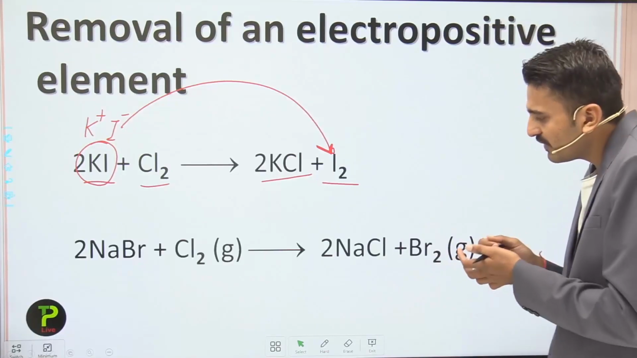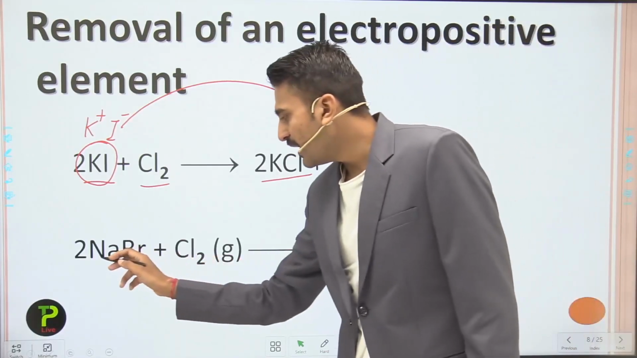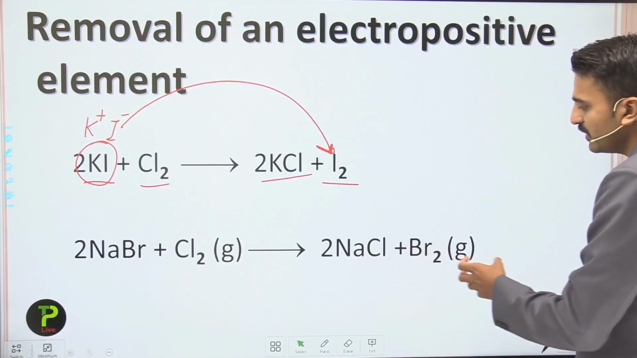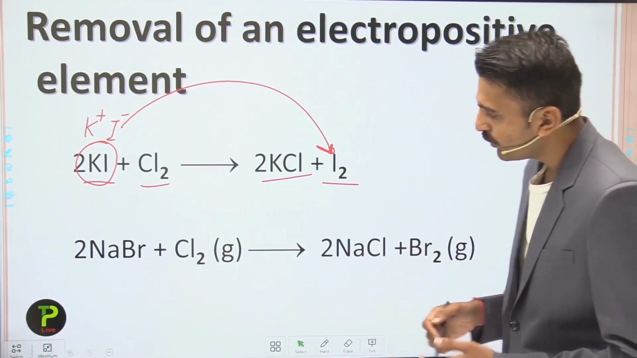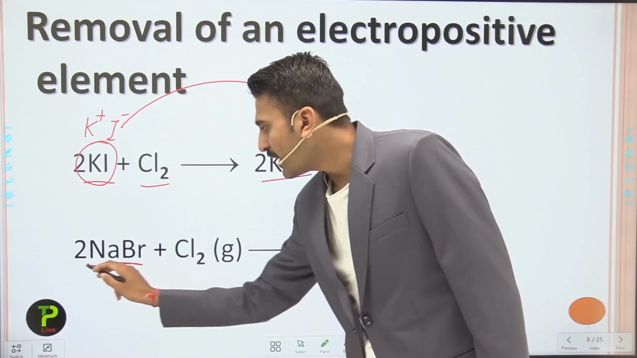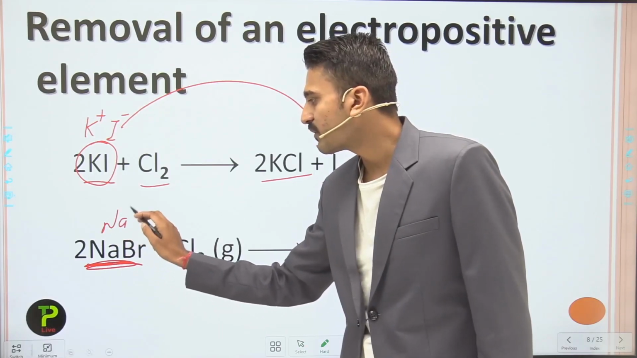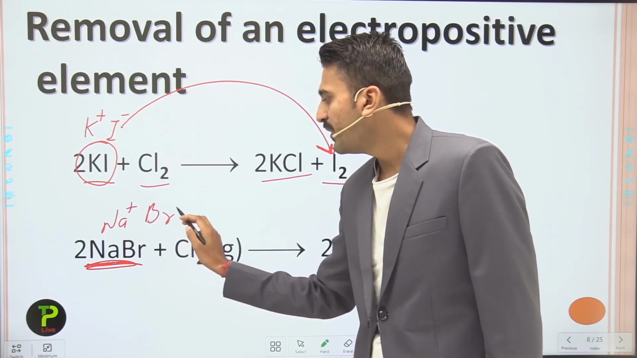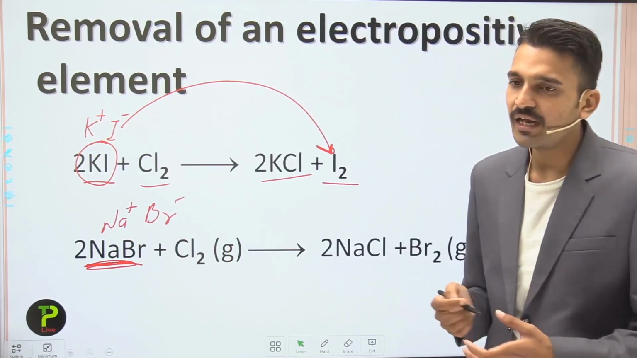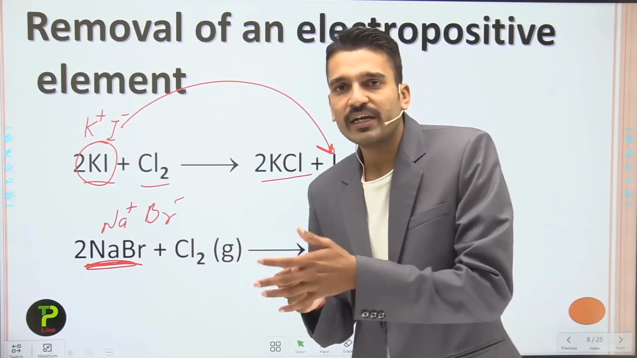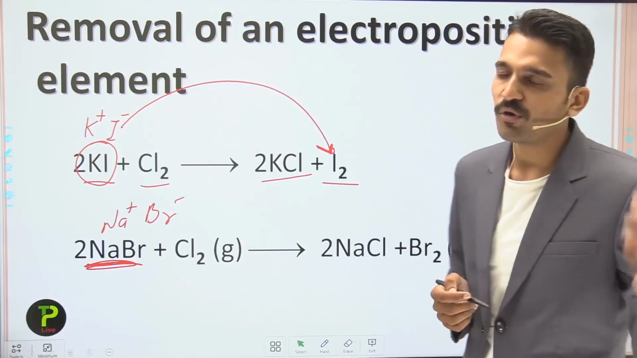Another example you see is NaBr, sodium bromide, which on reacting with chlorine forms NaCl plus bromine. What you see here is that NaBr is in the form of Na plus and Br minus, so Na plus cation and Br minus anion. Or I can say bromine is electronegative in nature while sodium is electropositive in nature.